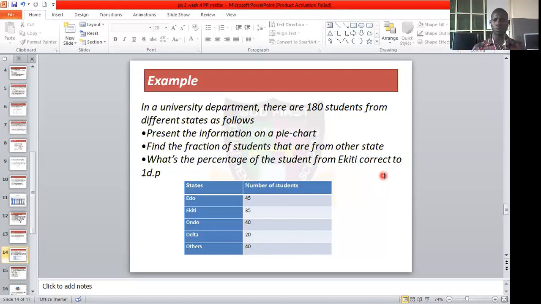So all this information has to be broken into degrees. That's why we said they are broken into sectors in degrees. So you have to add every piece of information together, and you have to get to 360 degrees.